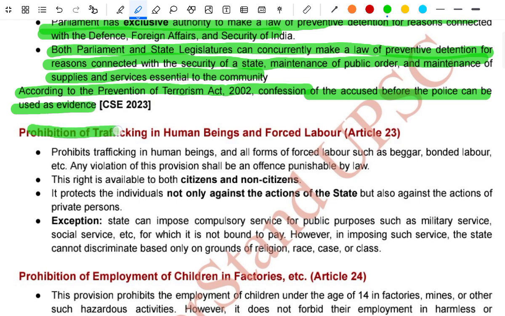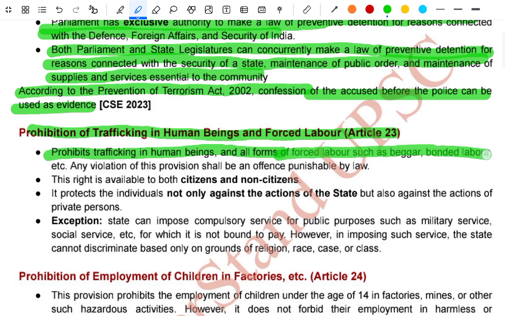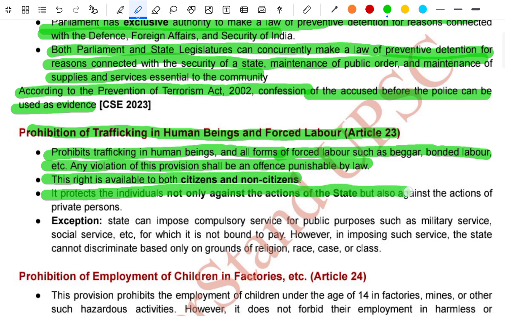Prohibition of trafficking in human beings and forced labor, Article 23. It prohibits trafficking in human beings and all forms of forced labor such as begar, bonded labor, etc. Any violation of this provision shall be an offense punishable by law. This right is available to both citizens and non-citizens. It protects the individual not only against the action of the state but also against the action of private persons.